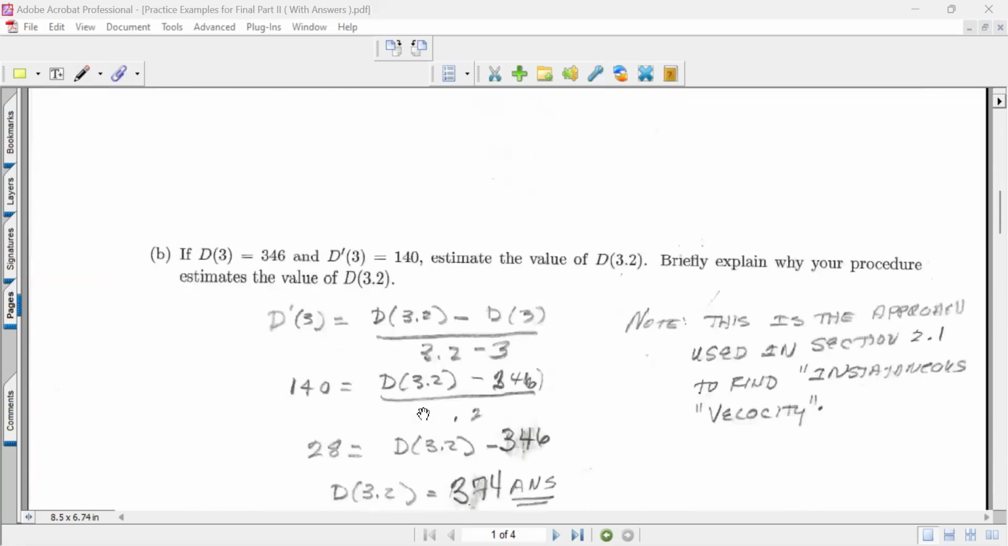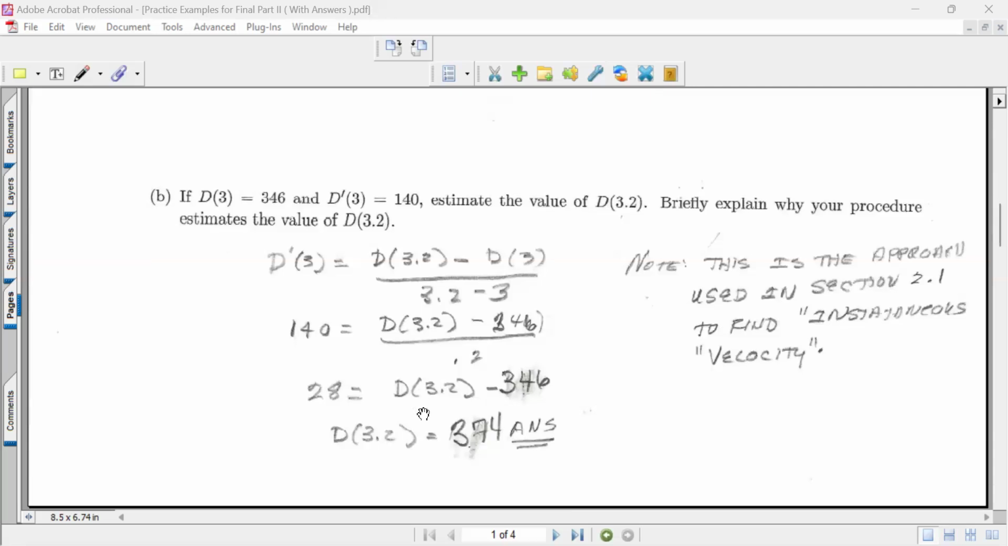Down here, we have a second part to this problem where we're told that D of 3 is 346. We're given this, and we were just given that D prime of 3 is 140. And can we find D of 3.2? Now, we've got D of 3, and we've got D prime of 3 and D of 3. 3.2 is close to 3.